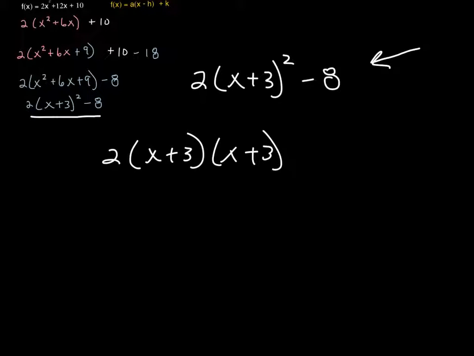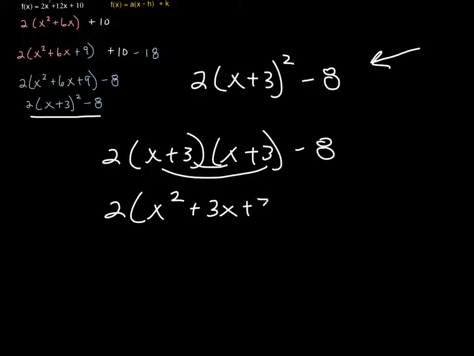So remember, we use FOIL to do that. So our firsts end up giving us an x squared. Our inside, outside, or outside, inside, x times 3 and 3 times x, that gives us a plus 3x and a plus 3x. And then our lasts, right here, give us a plus 9, minus 8 over there. So we're just keeping that minus 8.